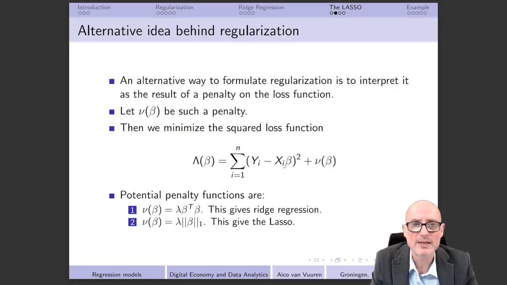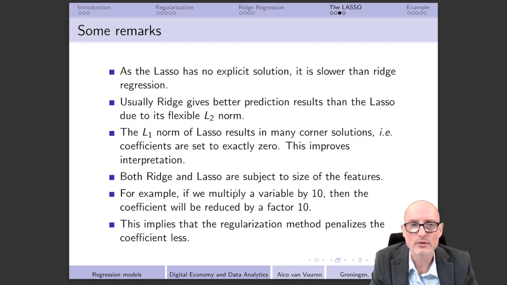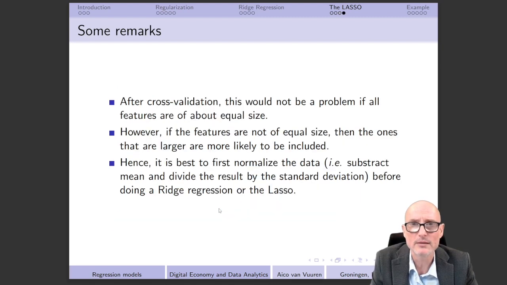So what we typically do is a normalization. It implies that we first normalize the data, or at least the data of the features which are continuous. We first subtract the mean and divide the result by the standard deviation. We do that before we do a ridge regression or the lasso.